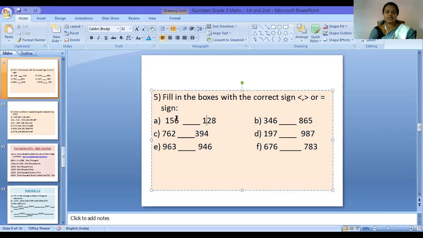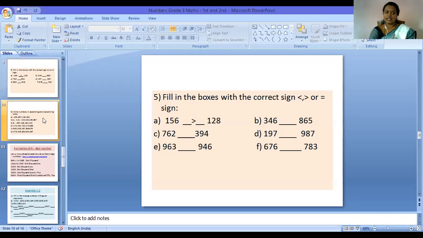The first digit is 1, here also we have 1. So they are same. Let us move on to the next digit, tens place, that is 5 and 2. So you see 5 is the greater number than 2. So you take the greater than sign and add it here, specifying that 156 is greater than 128. Similarly, children, please try to solve the question number B, C, D, E and F by your own. So these are the drill sums for you. Please try it.